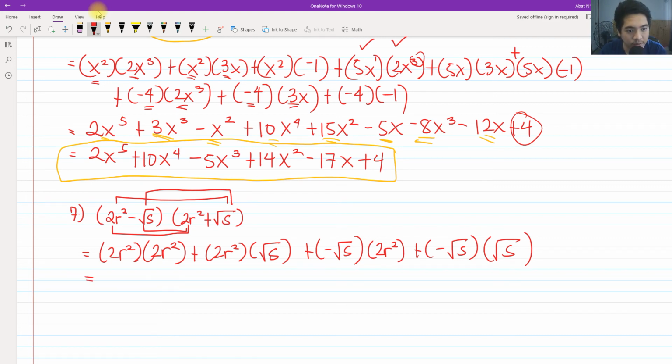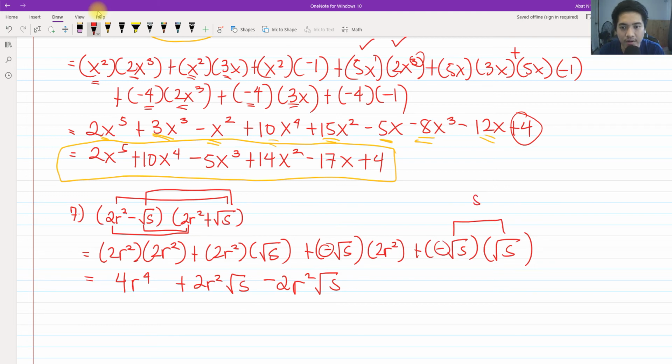So we have 2 times 2 is 4, r raised to 4. Then we have 2r squared, square root of s. Then we have 2r squared times this, which has a negative 1 here. So this would be negative 2r squared, square root of s. Then square root of s times square root of s is s. But since we have negative 1 here, negative s times the positive, it will become negative. So negative s.